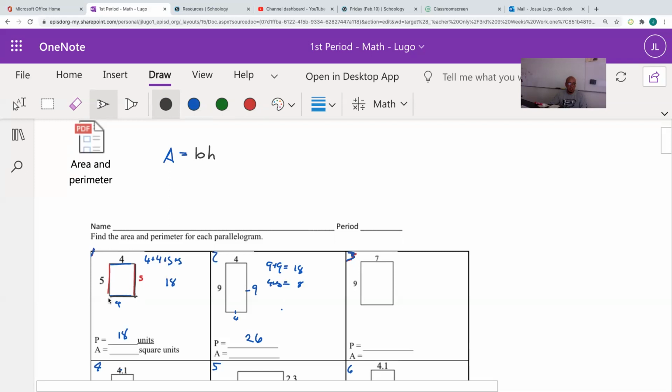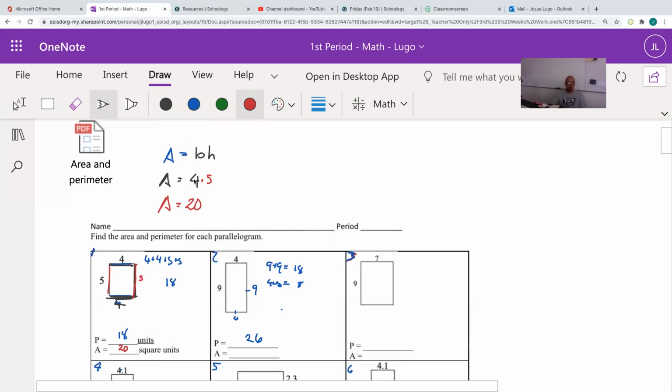Base times height. In other words, how wide something is times how high it goes. Obviously, it doesn't matter where I measure it from, whether it be in the top or in the bottom or in the middle. From here to here, it's going to be 4 units. So my area is going to equal my base, 4, times the height, which again, it doesn't matter where you measure from here to here, it's going to be 5. 4 times 5. Therefore, my area is going to equal 4 times 5, which is 20. So my area would be 20.